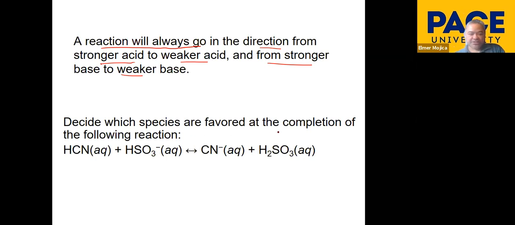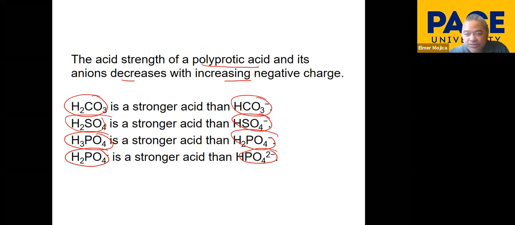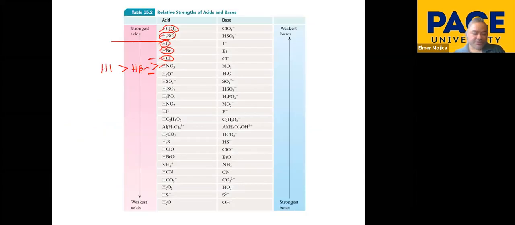Decide which species are favored at the completion of the following reaction. So what I want you to do now is identify the acid on both sides. And then I'm going to bring you to the table that determines their strength. So you have to identify which of these two is stronger, HCN or H2SO3. This is sulfurous acid, not sulfuric acid. So now that you have that, we'll go to our table and try to determine where they are.